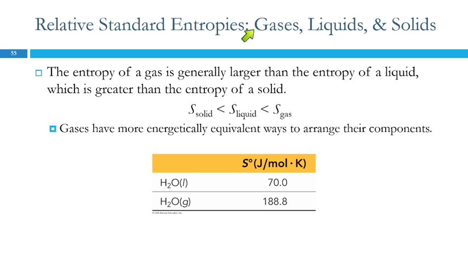So gases, liquids, and solids. We learned earlier that the entropy of a gas is larger than that of a liquid. Makes sense. Liquid, the particles are all close together. They're limited in the volume. And in a gas, they're spread out all over the place. They could take up all kinds of different volumes. Entropy of a solid is less than that of a liquid. The particles are fixed in place. They can vibrate and stuff, but they're not moving around. So gases have more energetically equivalent ways to arrange their components. So here, looking at water in the liquid state, water in the gas state, the entropy is higher if it's in the gas state.